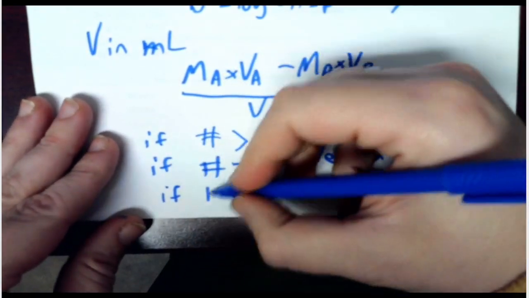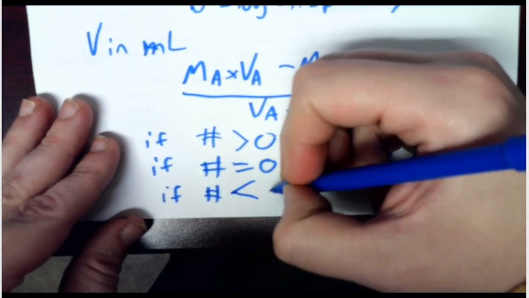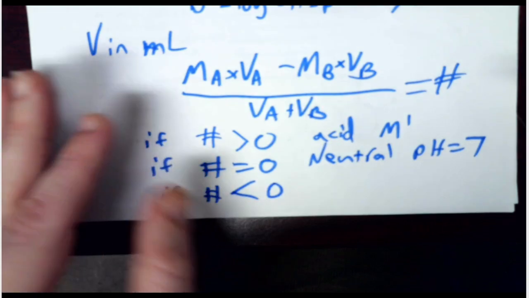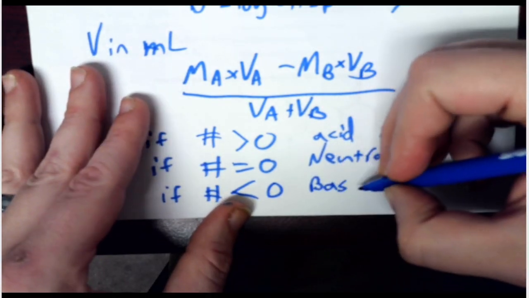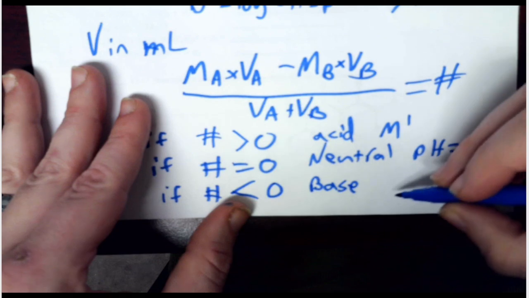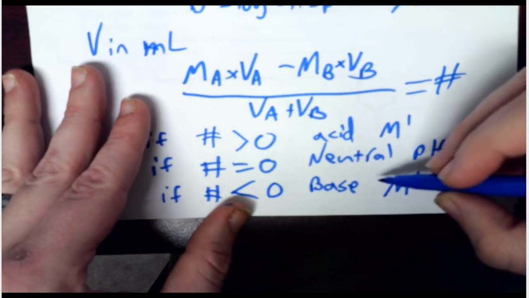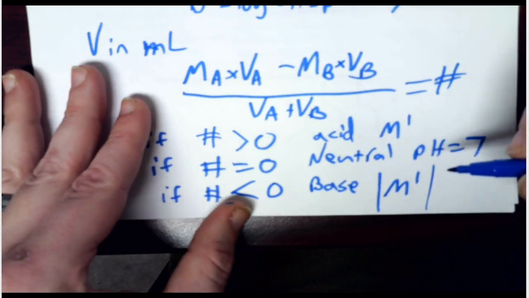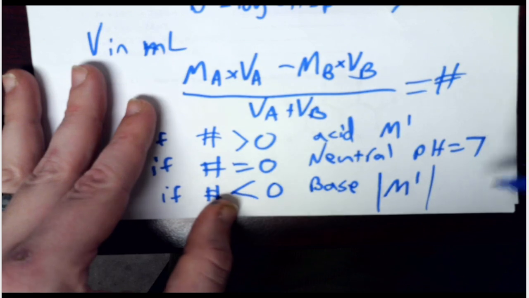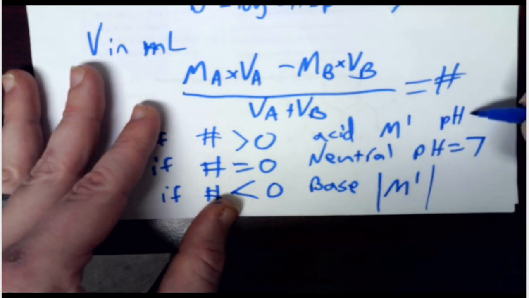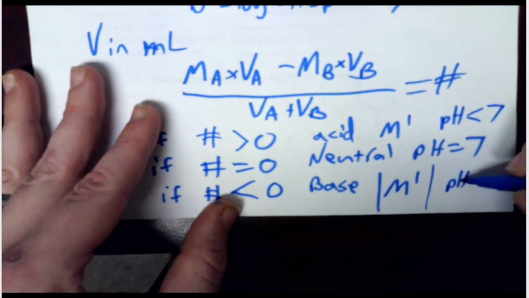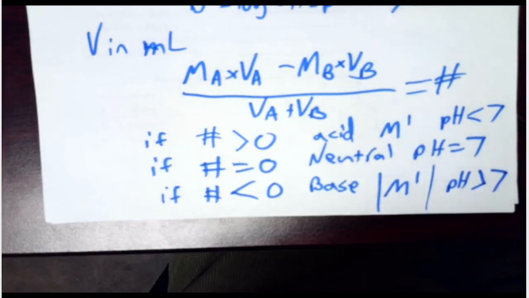If the number is less than 0, so if the number is negative, then this is a base. And so we have M prime, which is going to be the absolute value of that negative. So make it positive. That's M prime. That's a base, and that's going to have a pH greater than 7, while the acid has a pH less than 7.